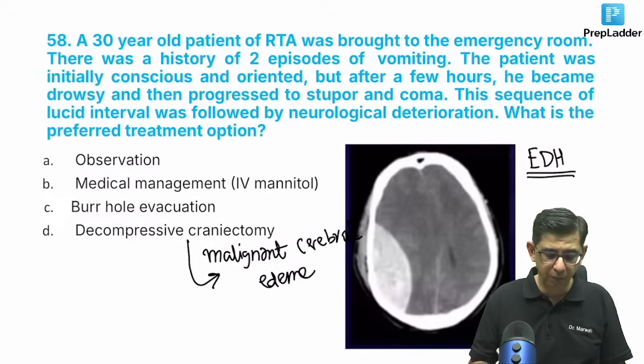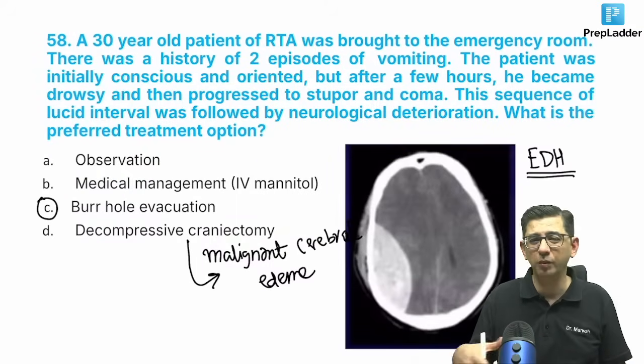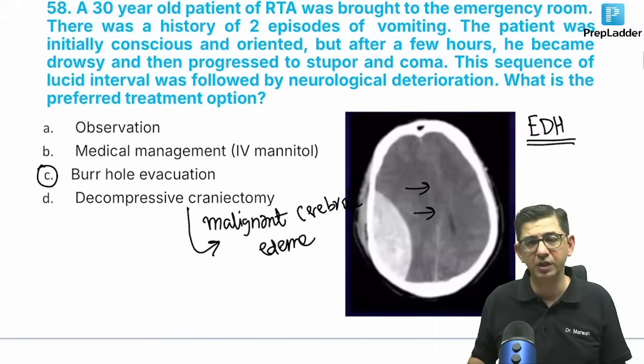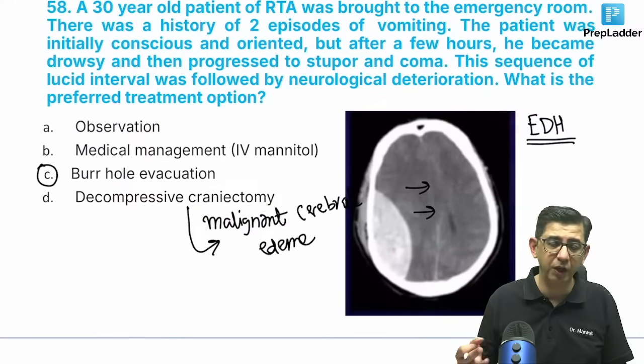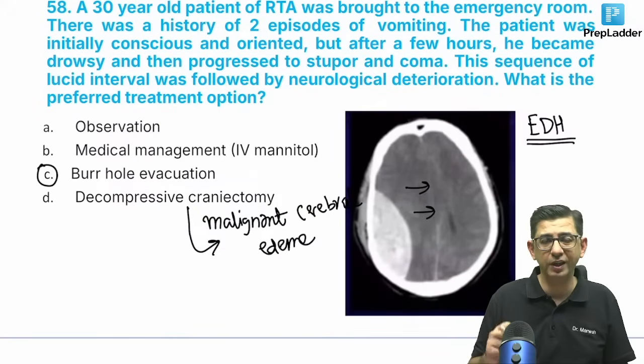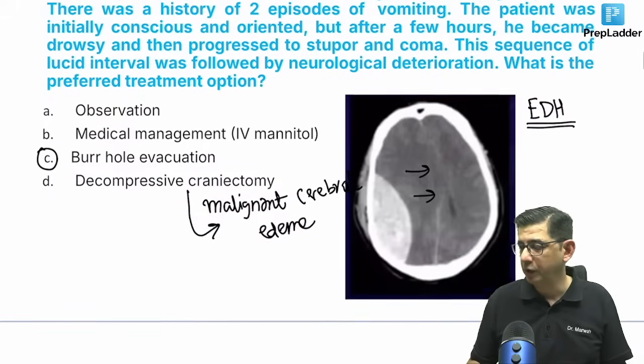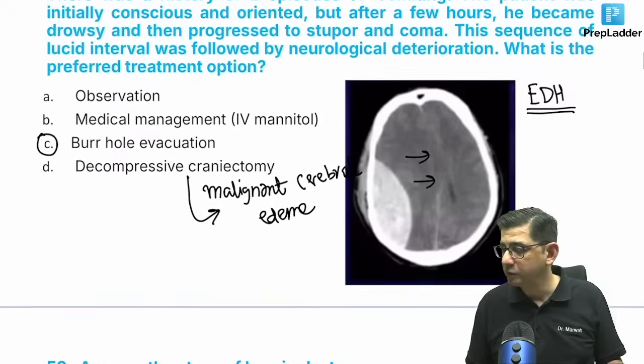It was basically a burrhole craniotomy. The word craniotomy was not given, but what we do in this case is, there is a midline shift present, which is why I'm justifying burrhole for this case and not a decompressive hemicraniectomy, which is done in cases of stroke where there is a hemorrhagic transformation of the ischemic stroke and then you have a malignant cerebral edema. So that's the logic here.